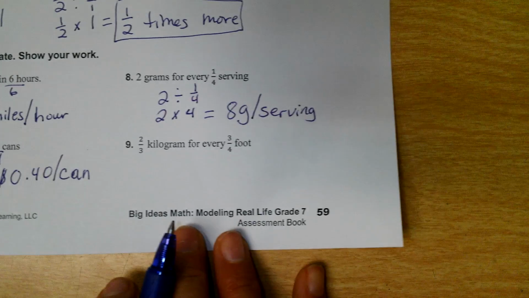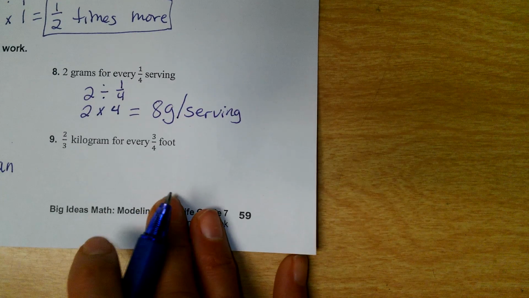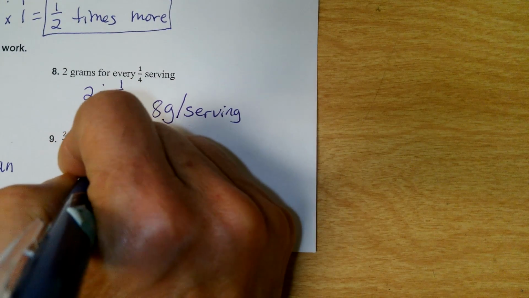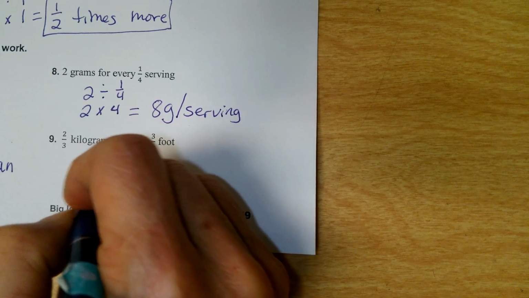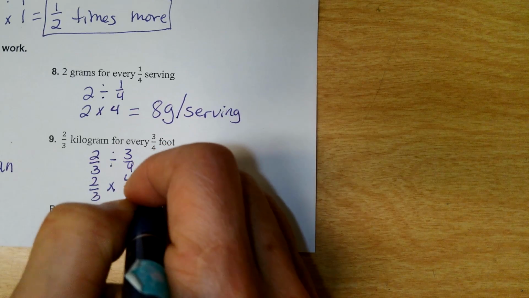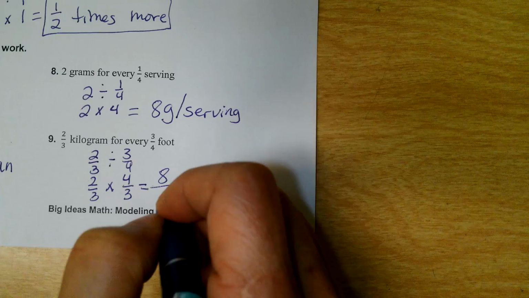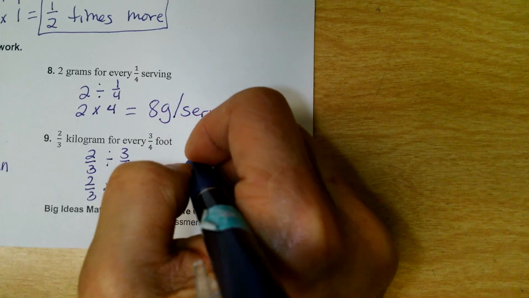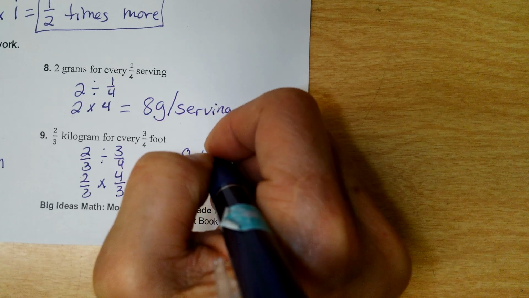All right. 2/3 kilograms for every 3/4 foot. So 2/3 divided by 3/4. Keep, switch, flip, and then multiply across. 2 times 4 is 8, and 3 times 3 is 9. So you're going to have 8/9 kilogram. Whoops, sorry about that.